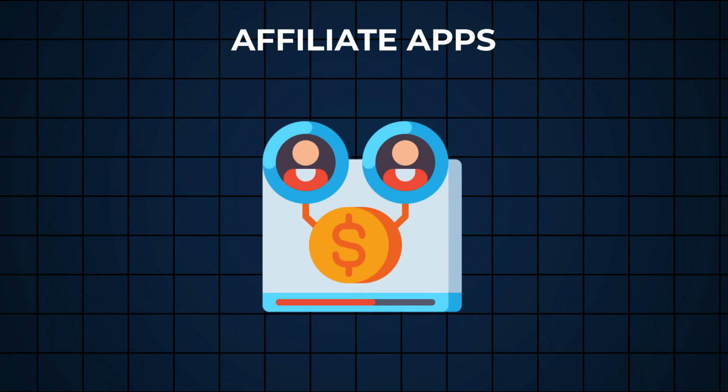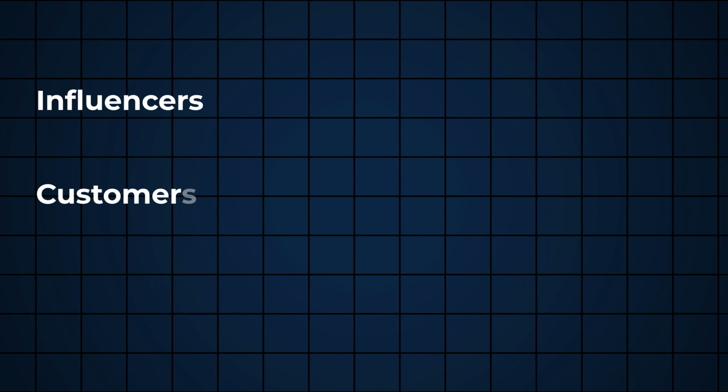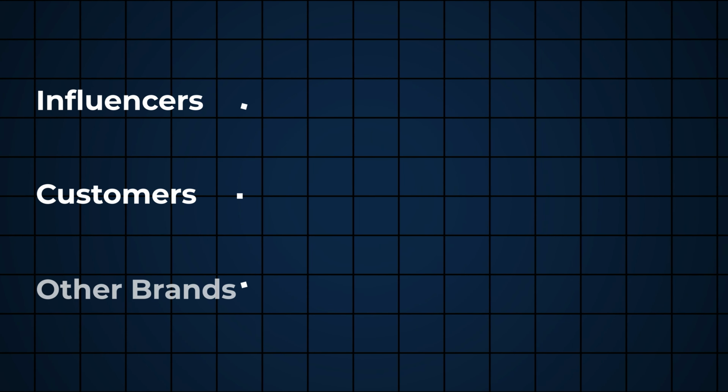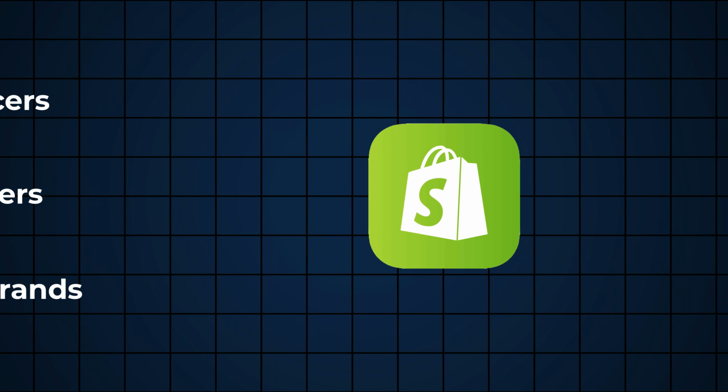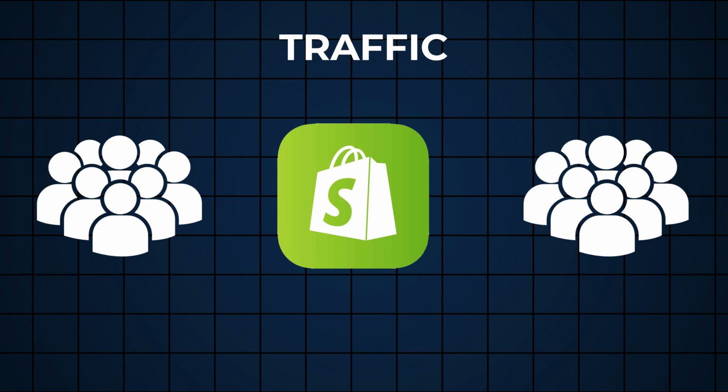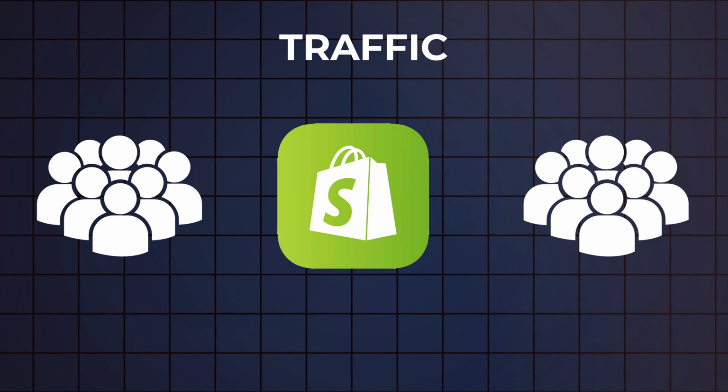Top of funnel category number 2 are general affiliate apps. These can be wonderful because you can turn influencers, customers, or other brands into advocates for your store and get traffic, often on a performance-only basis. So you're mitigating your risk as well as broadening your reach.